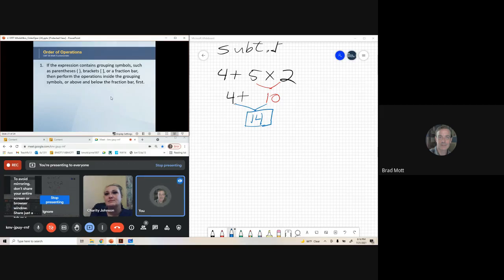And then if you use parentheses, sometimes brackets, parentheses are interchangeable terms, or a fraction bar, are all interchangeable ways of saying parentheses. Next, do all multiplication and division in order, starting at the left and moving to the right. And finally, do all the addition and subtraction from left to right.